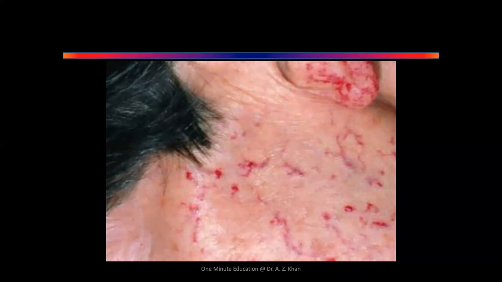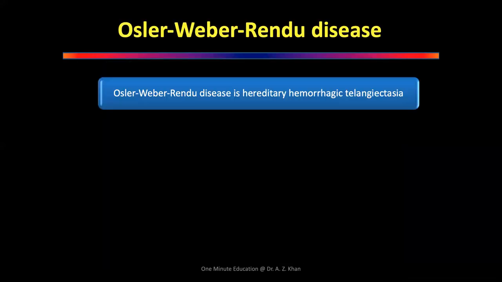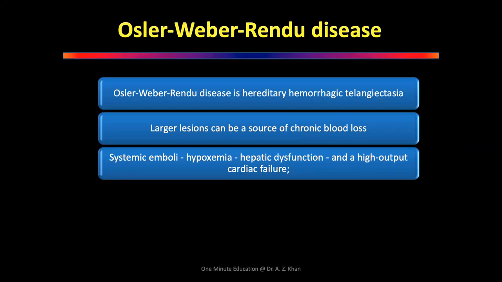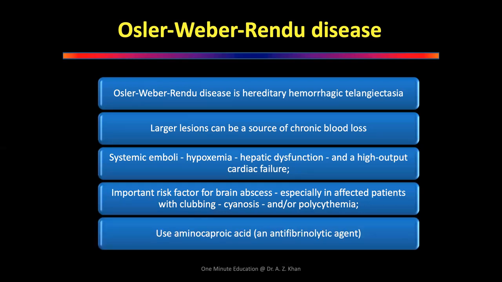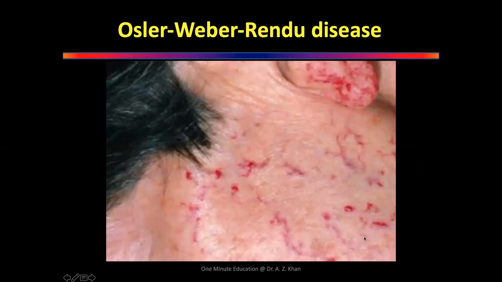I've shown this in my lectures. This is Osler-Weber-Rendu disease, okay? It's hereditary hemorrhagic telangiectasia. It can be a large source of chronic blood loss. There can be systemic emboli, high output cardiac failure, but for thoracic medicine particularly, you've got to know it's associated with pulmonary AVMs. Pulmonary AVMs with a telangiectasia picture on the face or other parts of the body is Osler-Weber-Rendu syndrome. This picture is very classical.